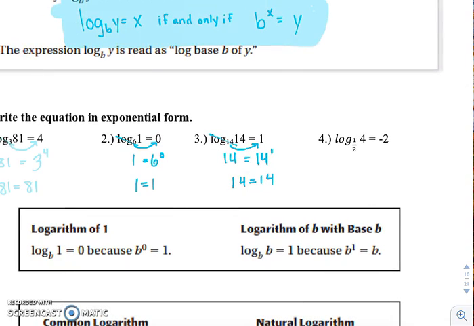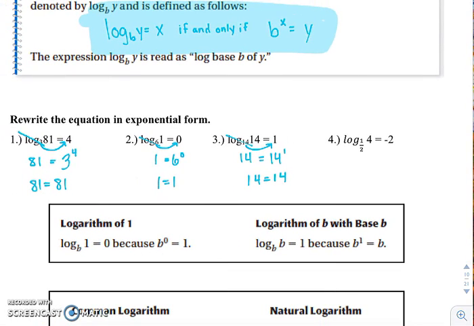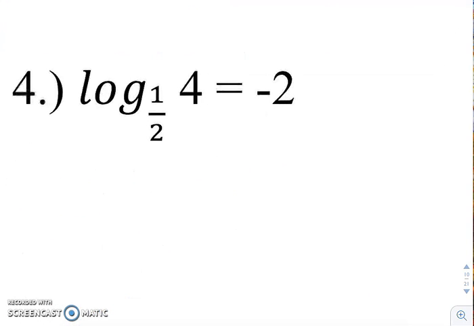Now, when you guys have fractions, log base 1/2 of 4 equals -2. Whenever you're going from a fraction to a whole number or vice versa, the only way to get from a fraction to a whole number or a whole number to a fraction is with a negative exponent. So let's just write this out and then look at it and see if it makes sense.